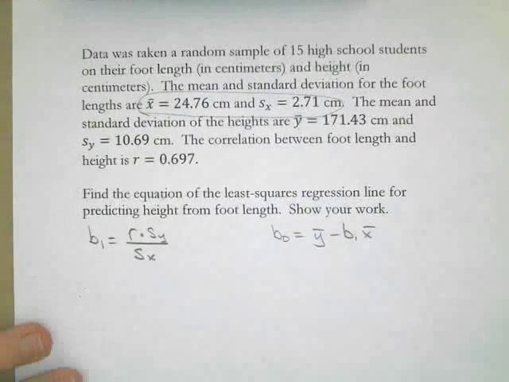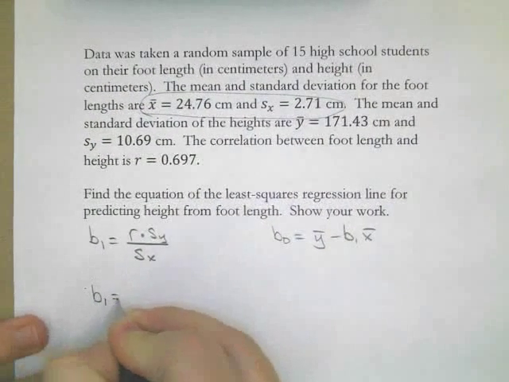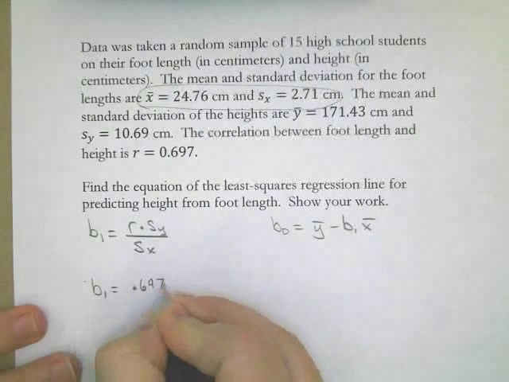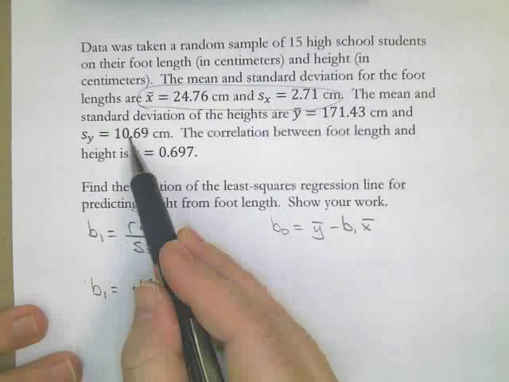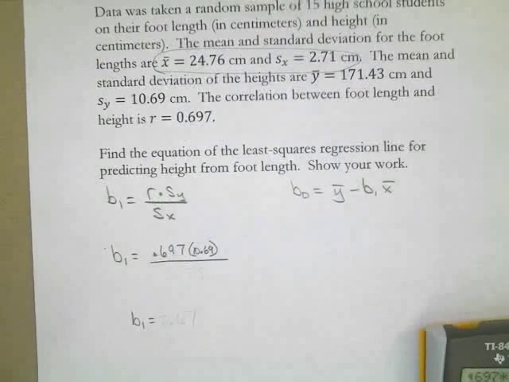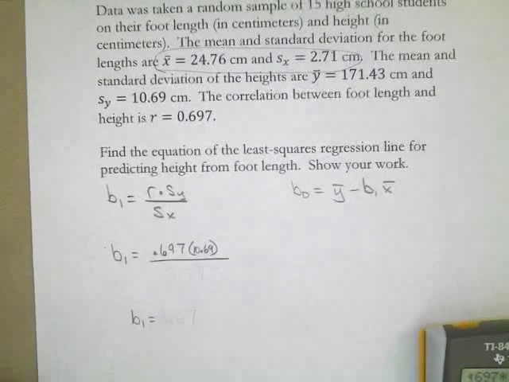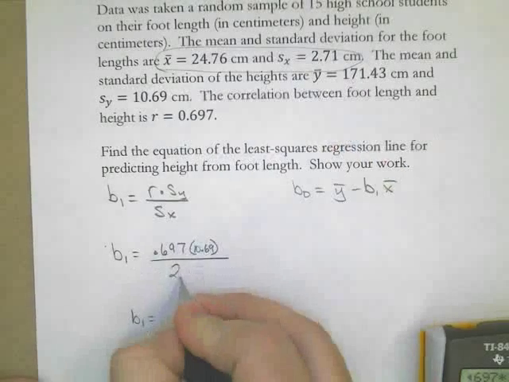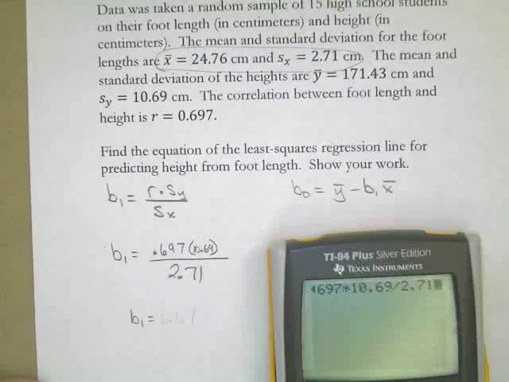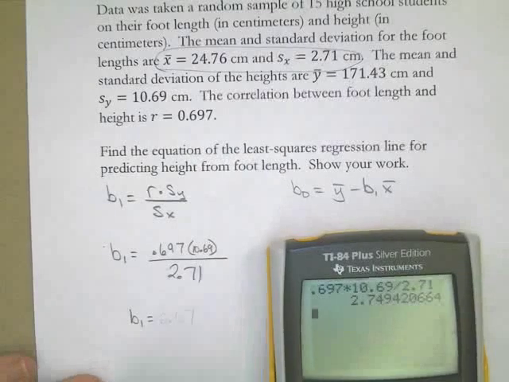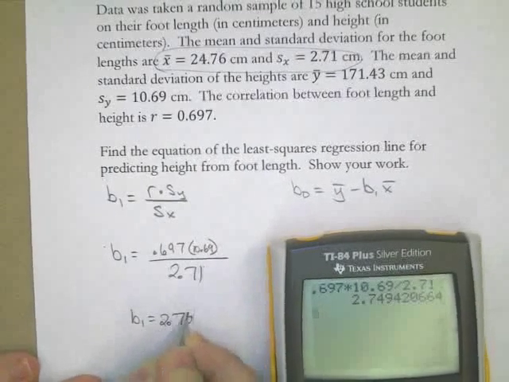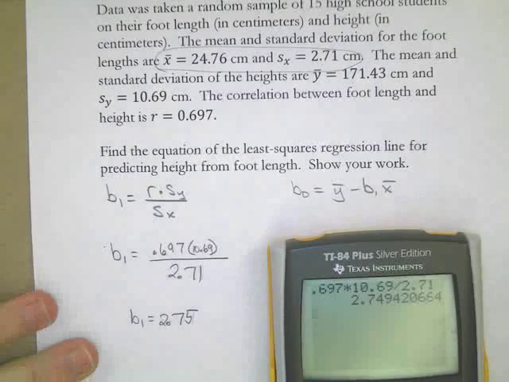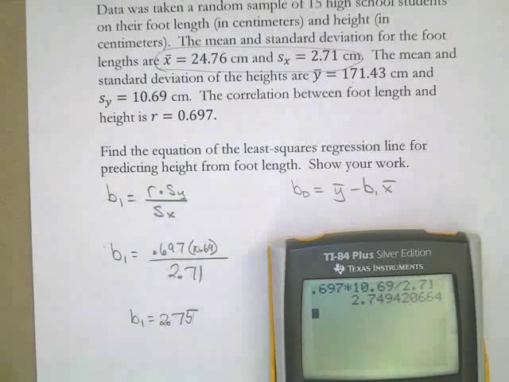I'm going to plug this in. My correlation is 0.697 times my standard deviation of y, which is 10.69. So what's going to happen is I plug these in, and my standard deviation of x is 2.71. I type it in the calculator, and I get 2.75. So that tells me my b sub 1. Now, for the b sub 1, I'm going to take that and plug it in right here.